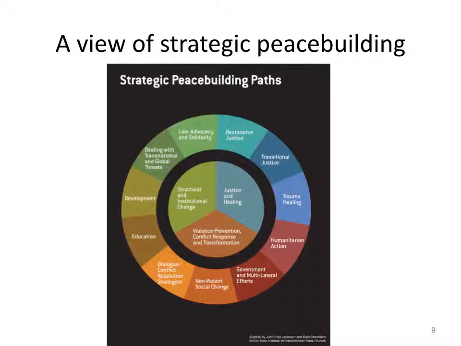What we really need to understand is what this view of strategic peacebuilding is that we're trying to see. This is a view from the Kroc Institute in the United States, whereby they see these as the different paths that feed into strategic peacebuilding, but it's by no means comprehensive. In the centre we have justice and healing, violence prevention, and structural and institutional change, leading out.